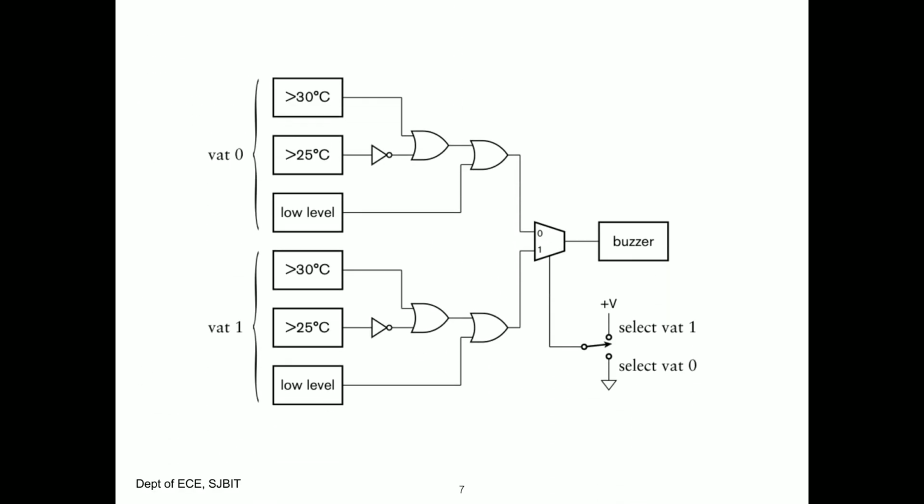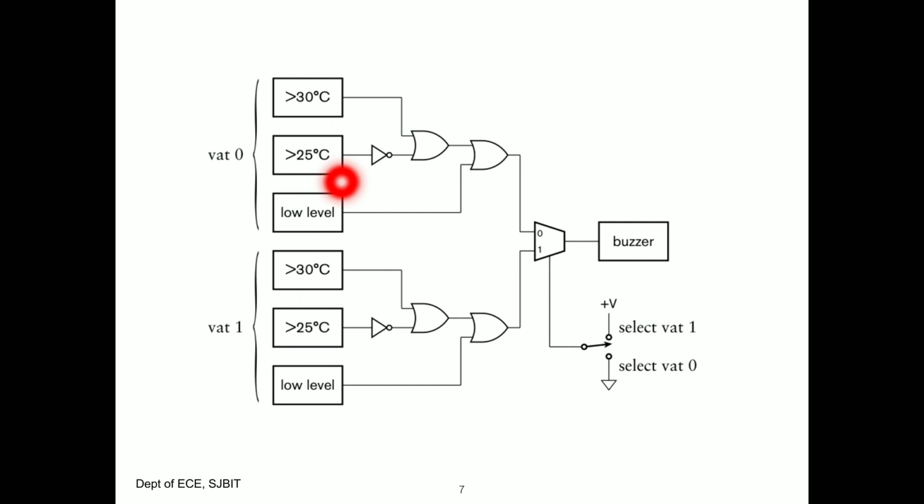This is the circuit we have for that industry situation. You have 2 vats here, you can observe here, vat 0 and vat 1. Each vat has 3 sensors. These are the 3 sensors. I will explain vat 0. The same thing is applicable for vat 1 also. So you have 2 temperature sensors, with sensors above 25 and above 30 degree. So above 30-degree sensor and above 25-degree sensor.